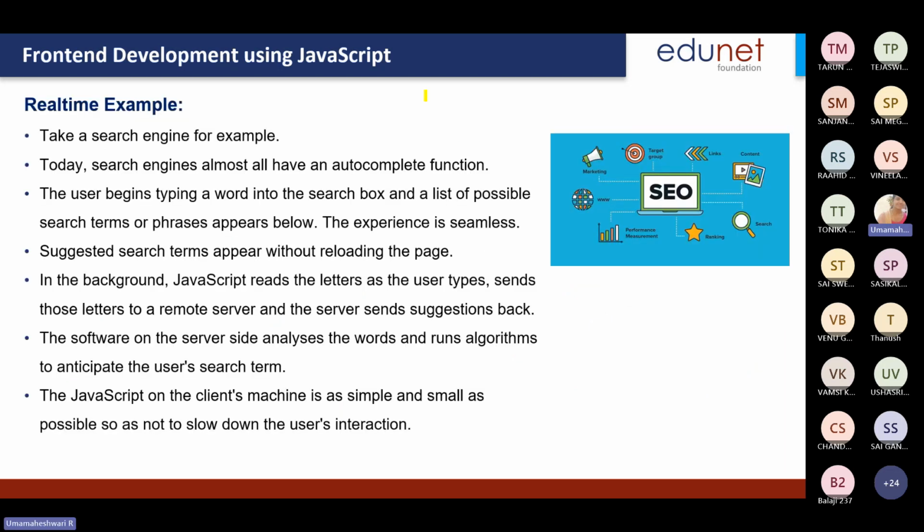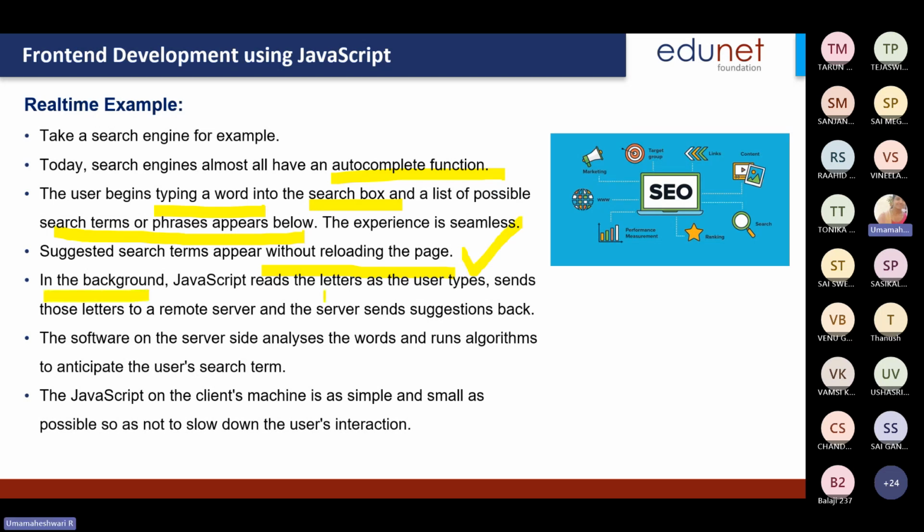Now we are getting into the first slide of this JavaScript real-time example. Take a search engine for an example. Today, search engines almost all have the auto-complete function. The user begins typing a word into the search box. A list of possible search items or phrases appears below. Exactly, right? While you are typing something on a search bar, let's say on Google, it is suggesting some terms or phrases, which appear below. The experience is seamless. Suggested search items appear without reloading. That is very, very important. So without reloading, it is updating.